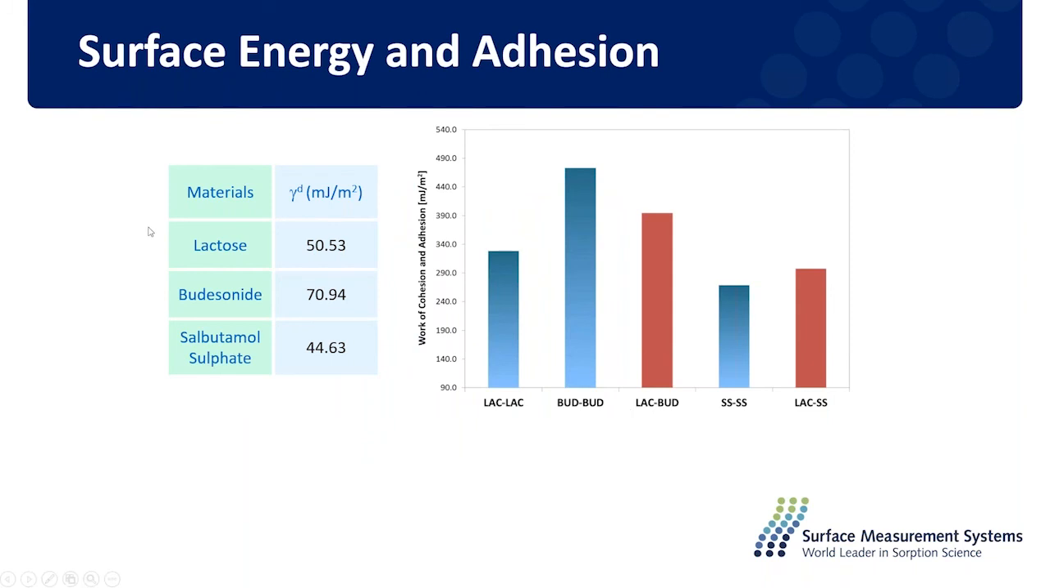So here we can see how the work of cohesion of each sample in isolation compares with the work of adhesion between the API and the excipient. In the case of butadienides, you can see that the most favorable interaction in the system is between the API and the API, rather than between the API and the excipient, meaning that we would expect aggregation within this mixture due to the energetic favorability of API-API interactions. Therefore, we would expect this to have a poor blending performance.